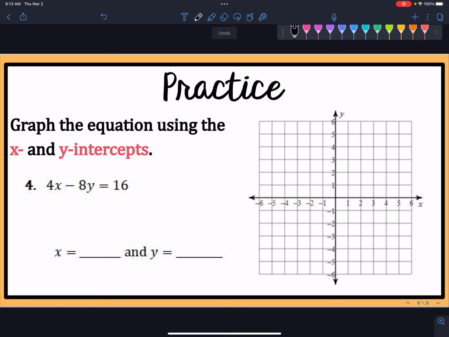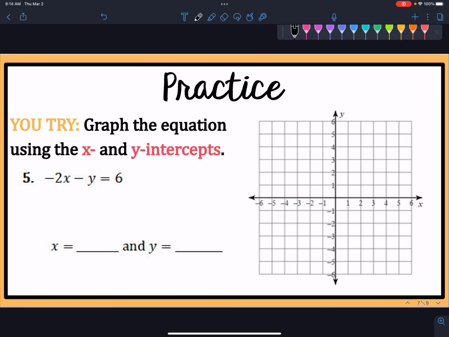So, really quick. X is going to equal 4. Y is going to equal negative 2. And we're going to connect them. Oh, well, my line was really off. There we go. That's your graph.